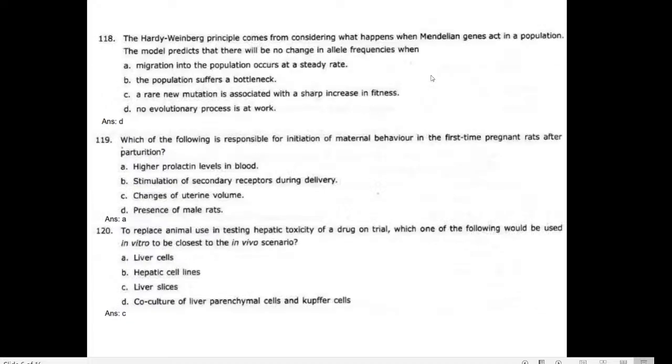Then the Hardy-Weinberg principle. This is very important in evolutionary study. It comes from considering what happens when Mendelian genes act in a population. The model predicts that there will be no change in allele frequency. This is the statement we want to solve for: there is no evolutionary process at work.